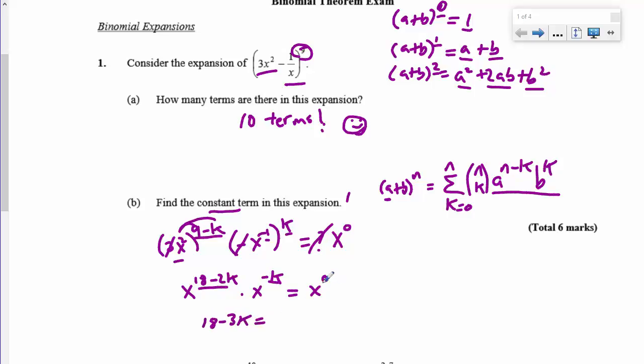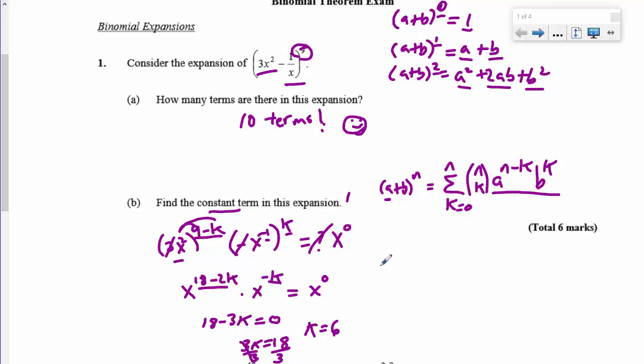And this is now going to equal the exponent here of 0. So now I'm going to say that 3k is equal to 18, and then my k value is in fact equal to 6, because we're going to divide both sides by 3, and 18 divided by 3 is 6.